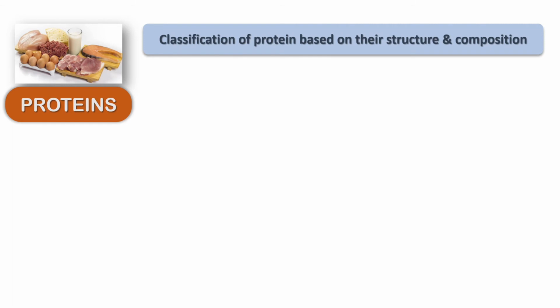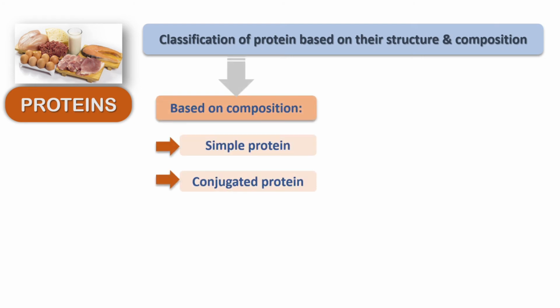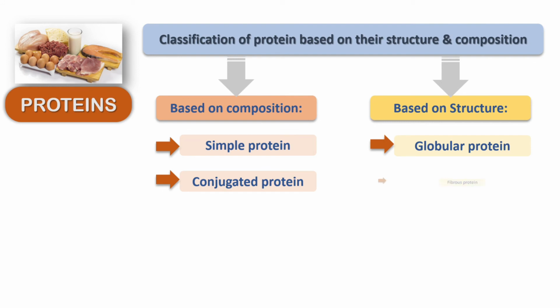Protein also can be classified based on their structure and composition. Based on composition, protein can be divided into simple protein and conjugated protein. Based on structure, protein can be divided into globular protein and fibrous protein.